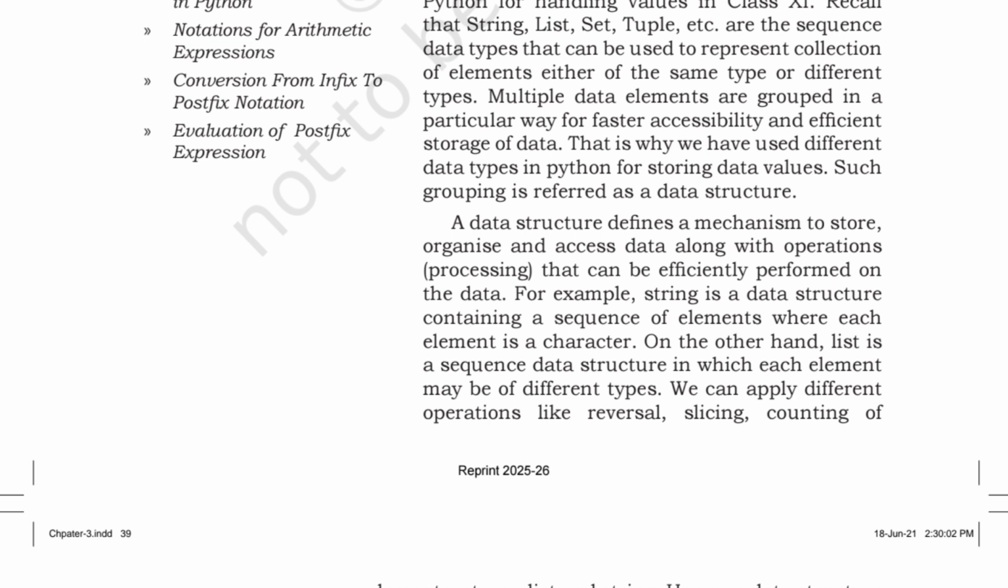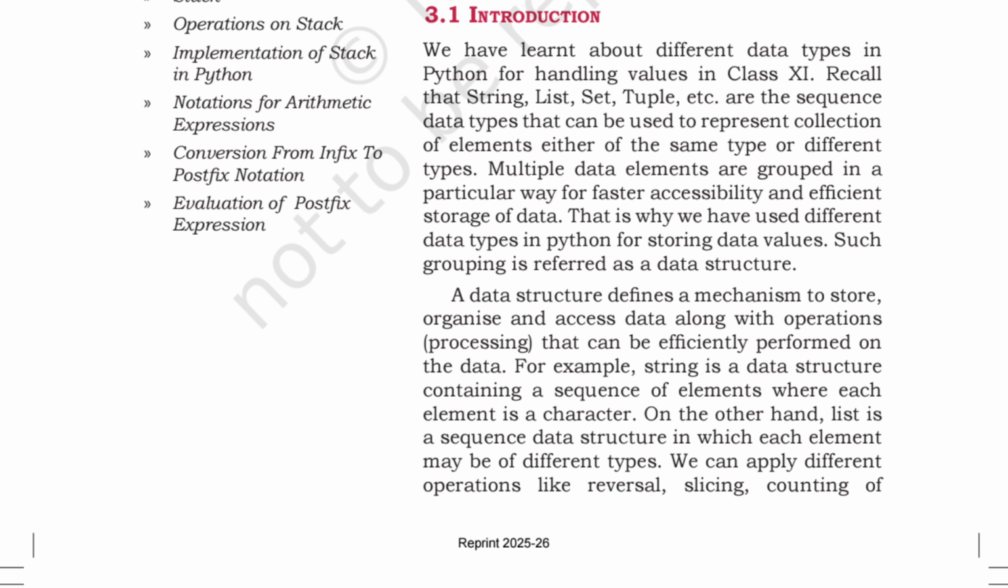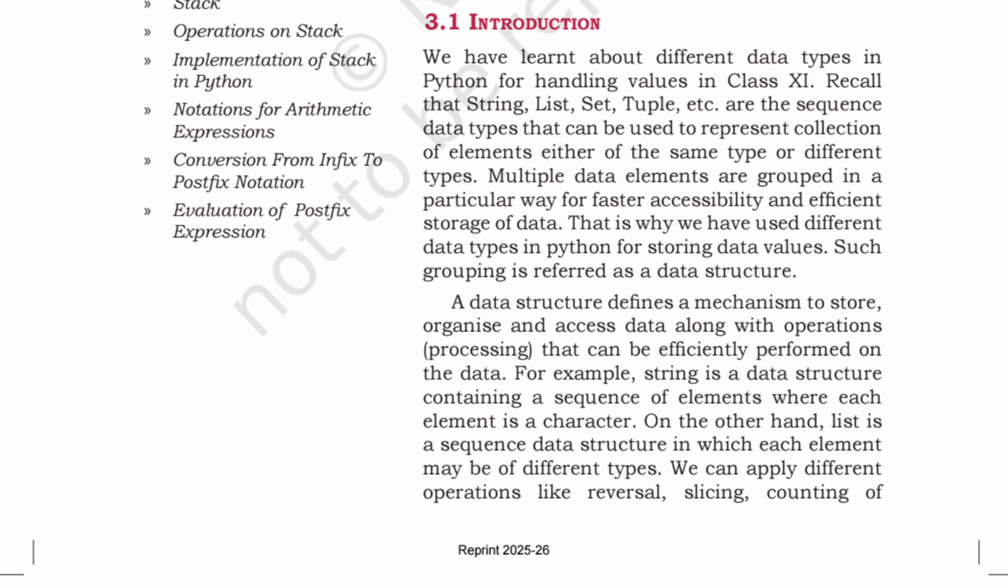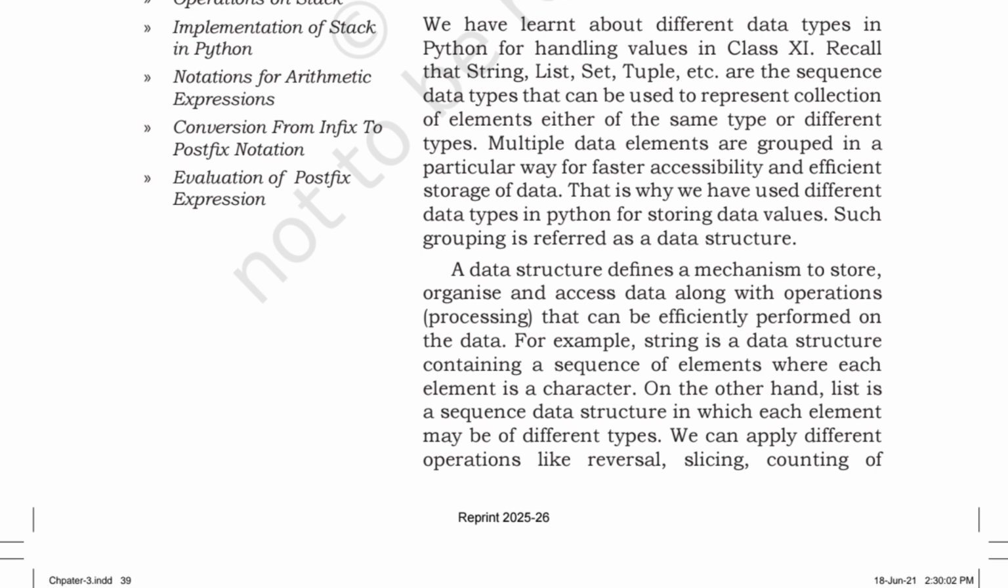For example, string is a data structure containing a sequence of elements where each element is a character. We are going to consider the different data types, string, integer, these are the data types, and we are providing the different values to that particular data type. So that is your data structure. We have used different data types in Python for storing the data values. Such grouping is referred to as the data structure.